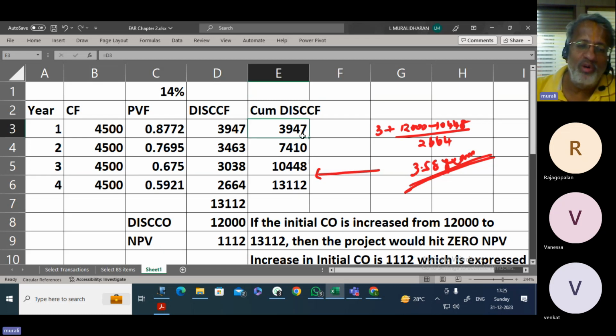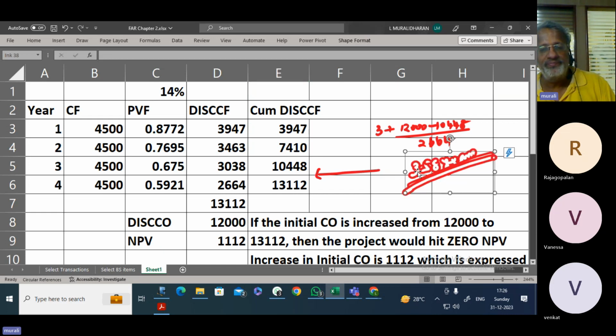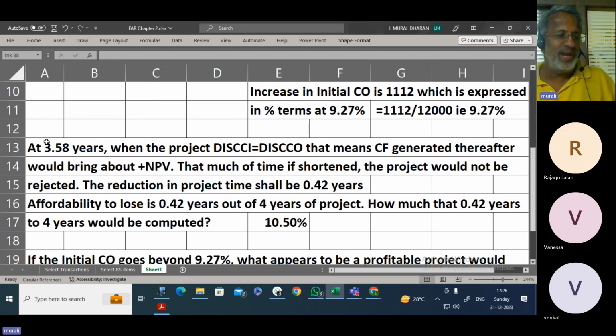In the first year, I got cumulatively 3947, second year 7410, third year 10,448. But when the travel is between the third and the fourth year, you would have crossed 12,000 and edged towards 13,112. What is that exact point of time at which you cross 12,000? When you interpolate, it comes to 3.518 years. Am I right? That is what I put at 3.58 years, when the project's discounted cash inflow equals outflow.